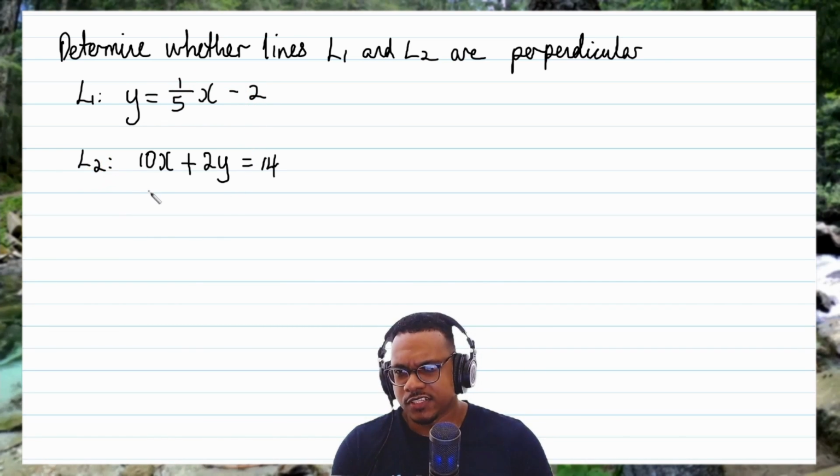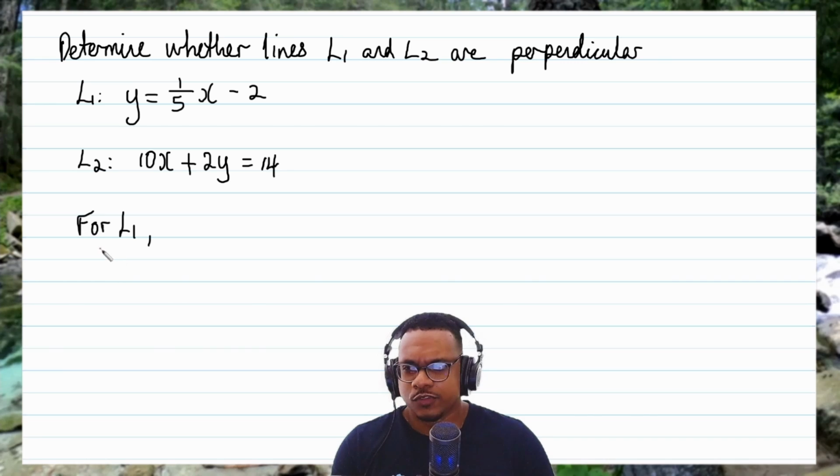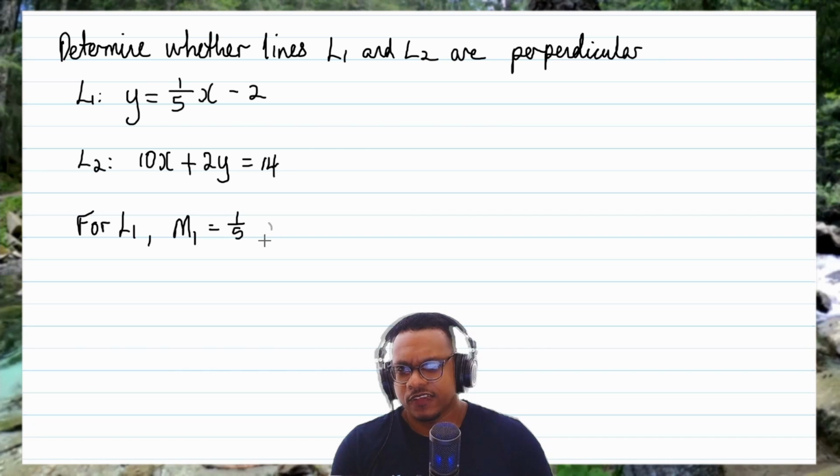Now L2 is such that 10x plus 2y is equal to 14. So this equation we'll have to transpose for y to get it in the form y is equal to mx plus c. Now before I do that, for the line L1, the gradient is m1 and that will be equal to 1/5.